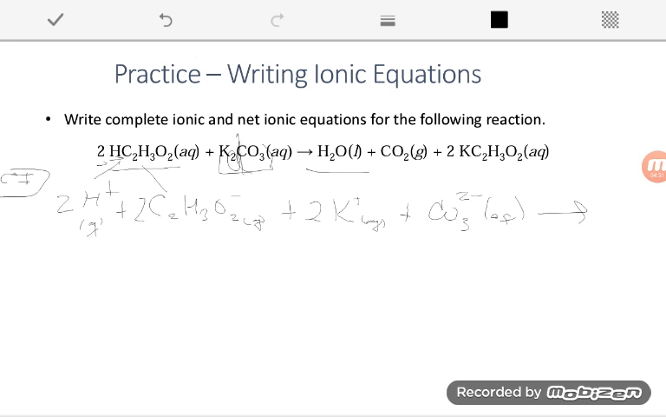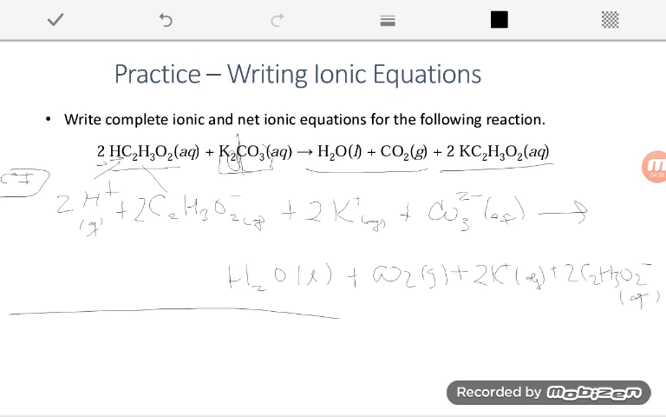I come over here and I see liquid and gas. These are not going to change. Solids, liquids, and gases do not break apart, so I'm just going to rewrite them exactly as they are. And then my last aqueous piece. I have a 2, so I'll end up with 2 potassium ions and 2 acetate ions. So this is my complete ionic equation right here. All of my aqueous things I broke apart to show more accurately how they're behaving in solution.